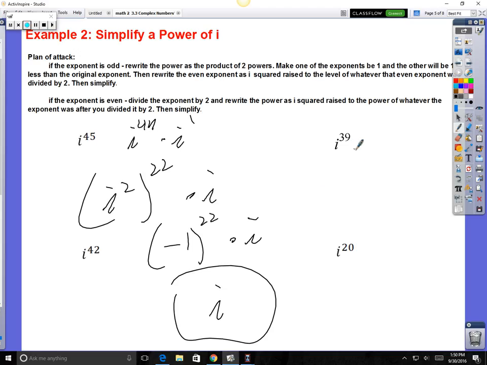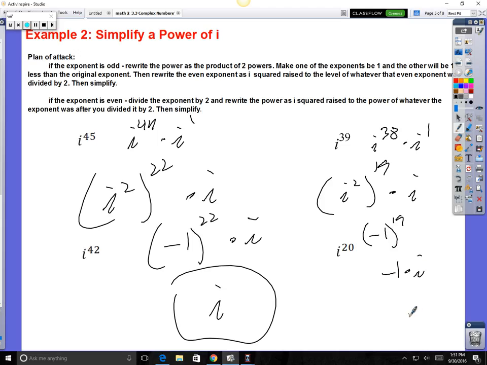Look at 39. You need to see 39 not as 39, but as 38 with one left over. Now, how many squares are in 38? 19 squares. And then there's this one left over. And an i squared is a negative 1. What is a negative 1 times itself 19 times? It will be a negative 1 times i, which is equal to a negative i.